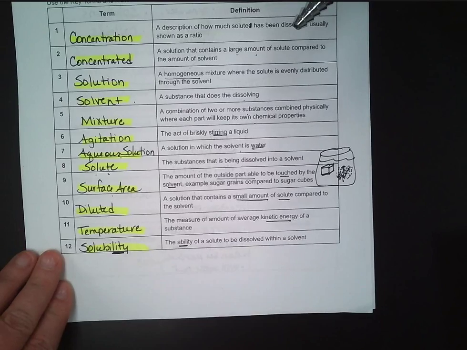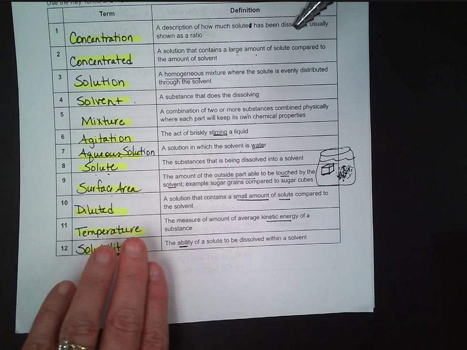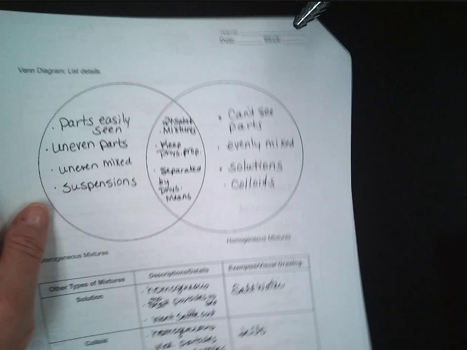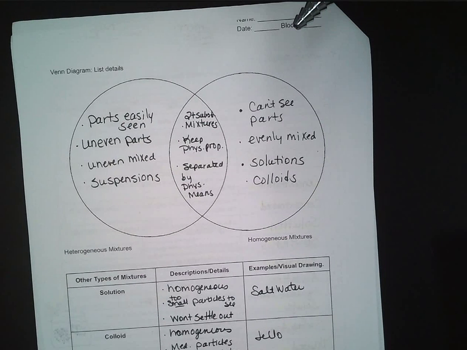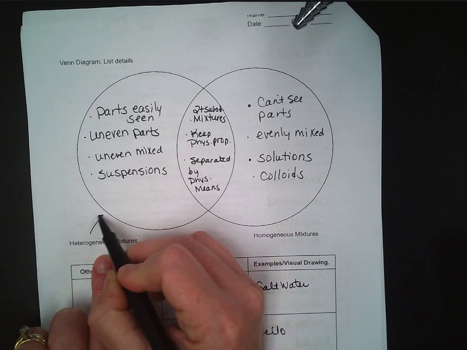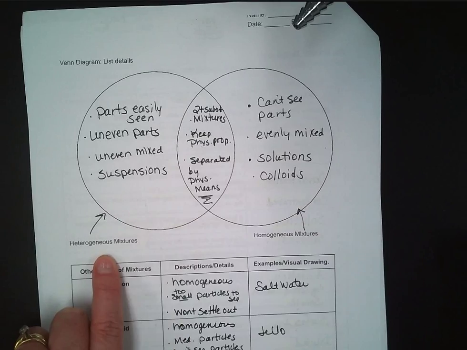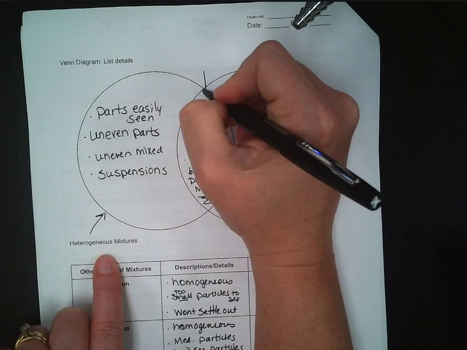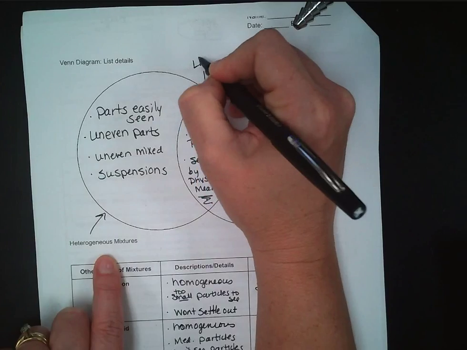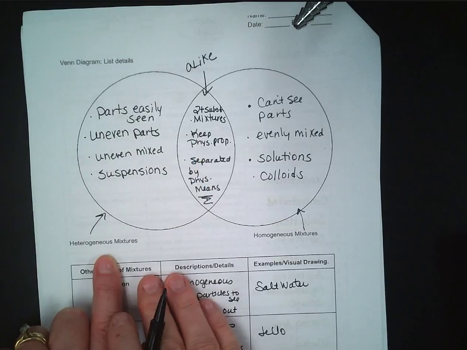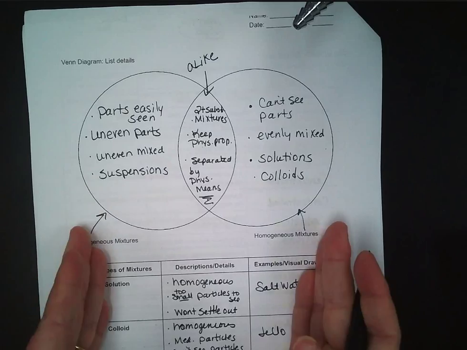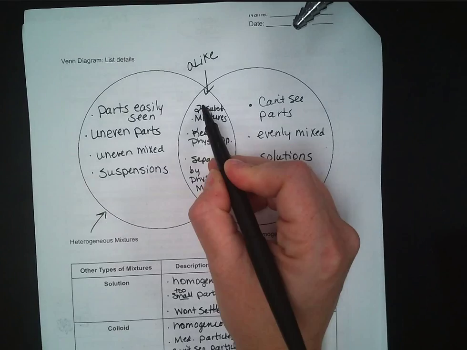All right, let's look at this page right here. When we look at heterogeneous and homogeneous, this goes on this side and this goes on this side, and the way that they overlap in the middle is the way that they're alike. So this is where they are alike. When we look at these, they're both mixtures. So there are two or more, I put 2+, substances mixed together.